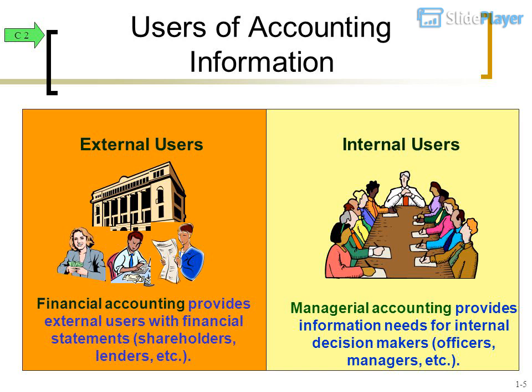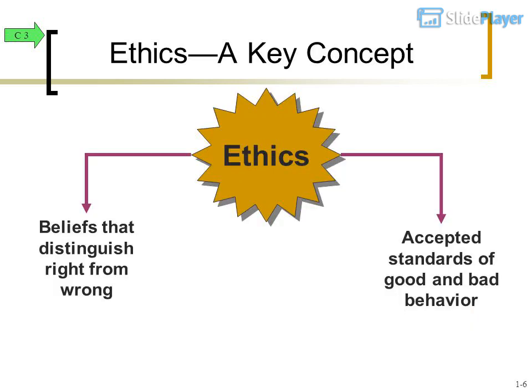Ethics, a key concept. Ethics are beliefs that distinguish right from wrong, accepted standards of good and bad behavior. Ethical behavior is the cornerstone of the accounting profession. Recently, we have seen many corporate scandals involving individuals who acted in an unethical, and oftentimes illegal, way. Ethics is the belief system that permits us to distinguish right from wrong. It is something that we develop over our lifetimes and serves to help us identify good and bad behavior.